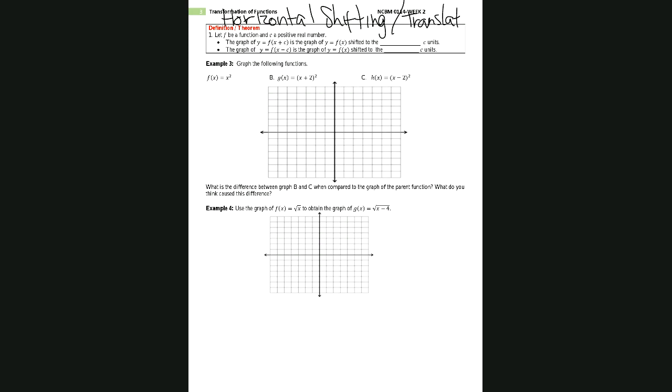Now, with vertical translation, it was very self-explanatory. If you add a number to the y, you move up. If you subtract a number from the y, you move down. With horizontal translation, we're going to have to think in the opposite way that we would be more inclined to think. And so that is counterintuitive. So the opposite of what your intuition might be telling you.